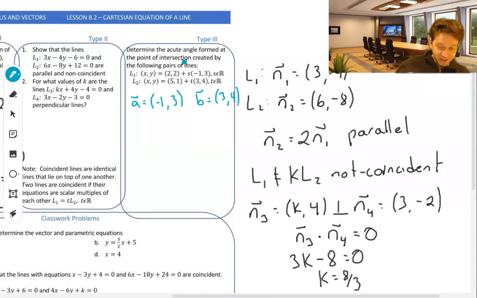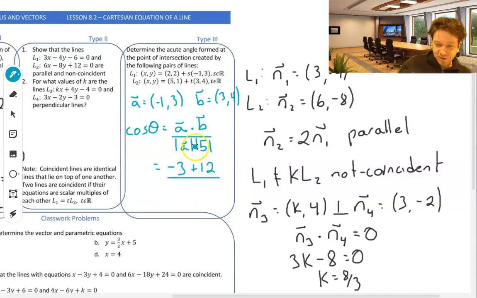And to do that, we're going to use the geometric dot product and rearrange it to solve for theta. So we get cos theta equals the dot product of A and B divided by the magnitude of A times the magnitude of B. All right, so our dot product is -1 times 3, so that's -3. And then plus our y coordinates, 3 times 4, which is 12.